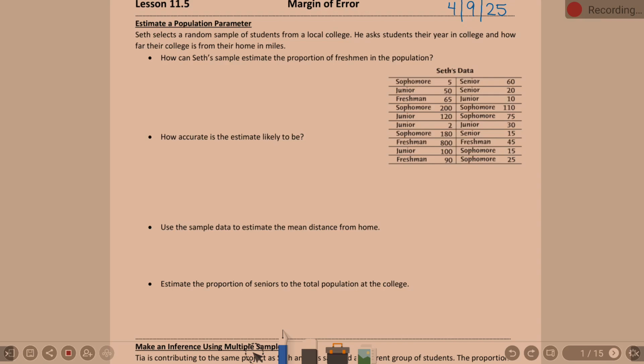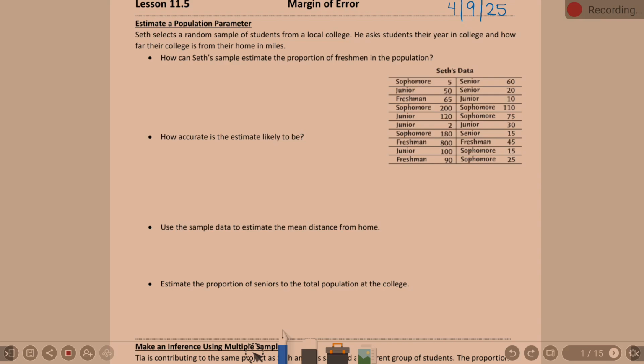For each student he asked, for instance, the first student is a sophomore and their college is 5 miles from home. The next student is a junior and college is 50 miles from home. Then you've got a freshman, college is 65 miles from home, and so on and so forth. That's what you're looking at there. Now, as you look at this data, some questions to ponder. How can Seth's sample estimate the proportion of freshmen in the population?